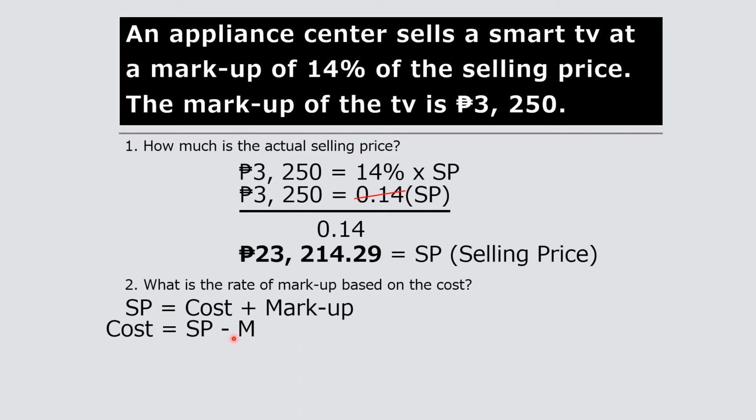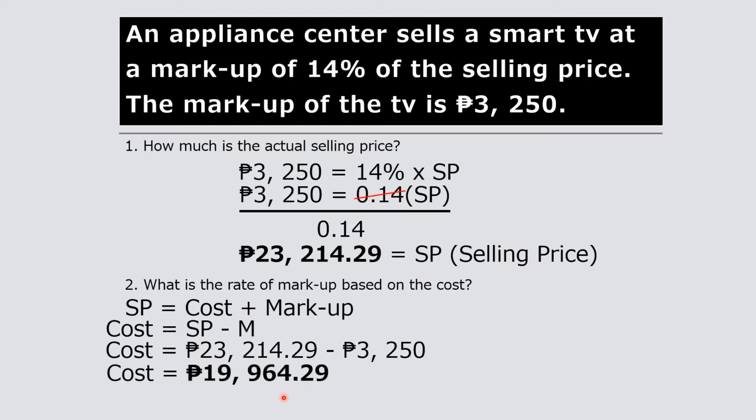And then we substitute the given values. For the selling price, we have 23,214 pesos and 29 cents minus the markup, which is 3,250 pesos. By doing some subtraction, the value of the cost is 19,964 pesos and 29 centavos. Now that we already found the value of the cost, we can now answer the question on number 2.